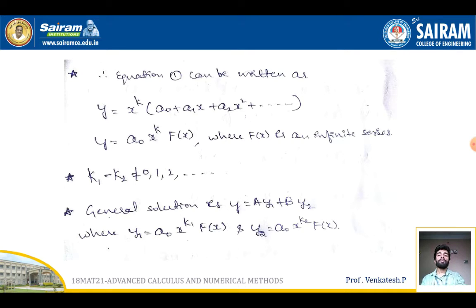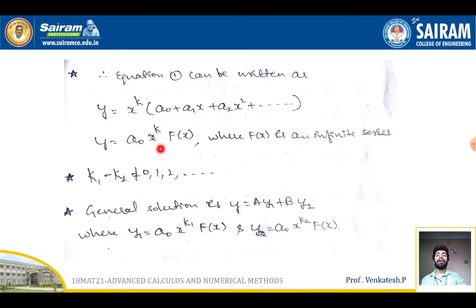From the assumed equation y, I am going to expand the summation. I will get x^k times (a0 + a1 x + a2 x^2 and so on). Now we replace the obtained constants a1, a2 in terms of a0. The entire equation then has a single constant a0, so I can take a0 as a common factor. The remaining polynomial I replace with f(x), where f(x) is an infinite series. Here the condition is that k1 minus k2 is not equal to 0, 1, 2.